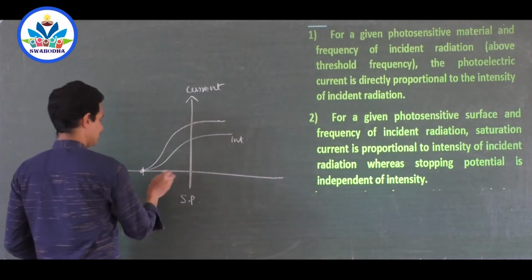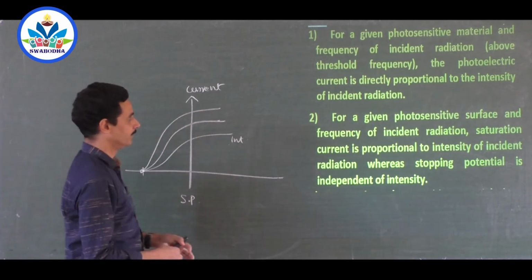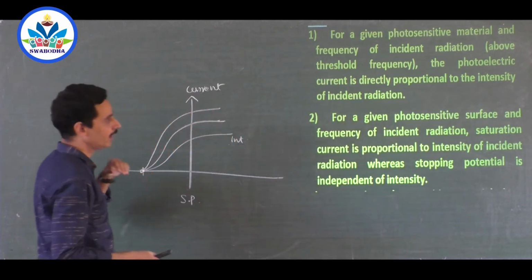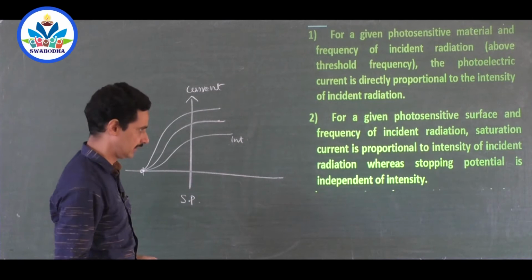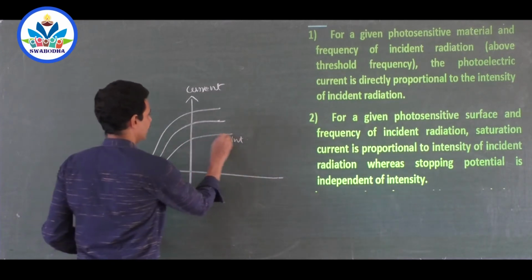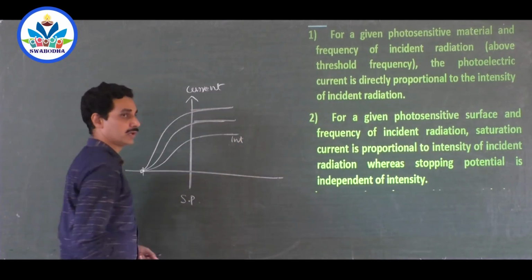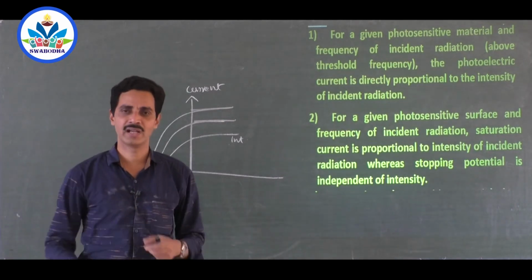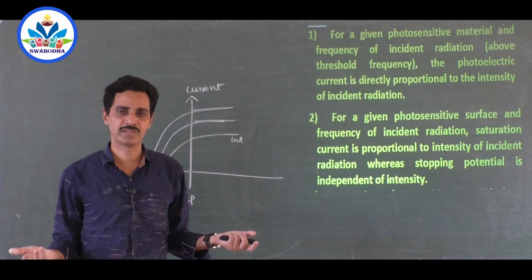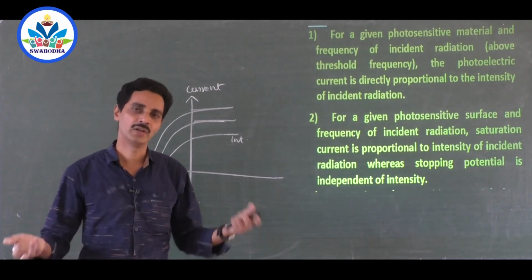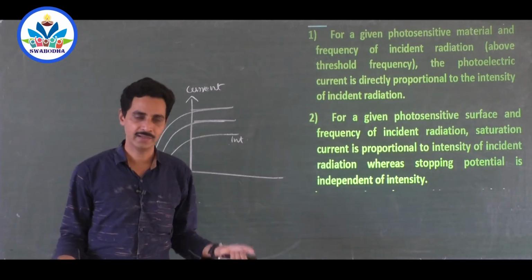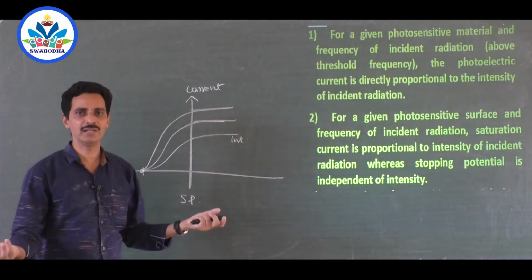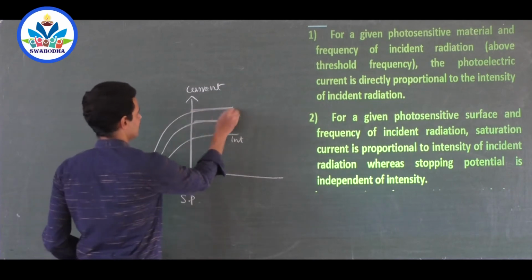We have increased the intensity. So that is what is told here. For a given photosensitive surface and frequency of incident radiation, saturation current is the maximum current, because when all the electrons reach the anode, you can't expect still more electrons reaching the anode. You have got the full current, right? All the electrons emitted from the cathode, when they reach the anode, full current is obtained. So that current is this one.